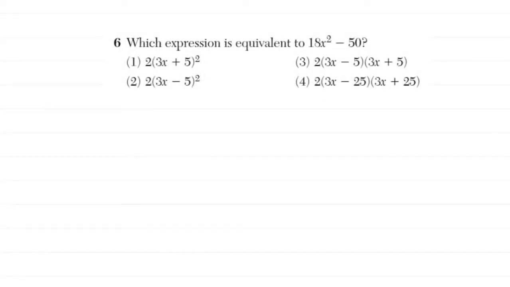Now, number 6 looks like so much fun, but basically all I want you to look at here to start is, if we're trying to write an equivalent expression, what factors do they share in common? 18x squared and negative 50, they both share a 2 in common. So I'm going to go ahead and factor out a 2, and what we're left with is 9x squared minus 25. Now right here, it might not even be so obvious, but if you notice, this is actually a difference of squares that we can use here.